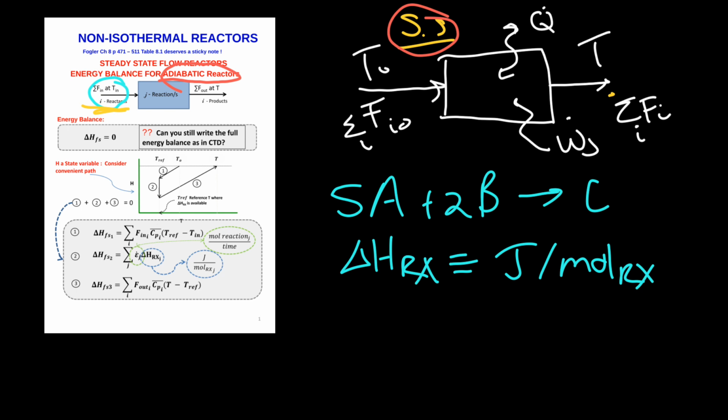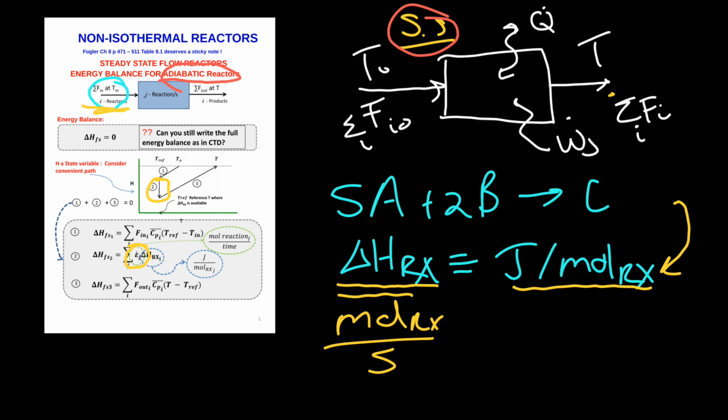So for my second step, where I account for the amount of energy change or enthalpy change due to my reaction, I must realize that this, if I use Hess's law, will have units of joules per mole reaction. So I need to multiply it with something that has units of mole reaction per second. And that is where you need reminding of our reaction coordinate that we calculated in CTD.